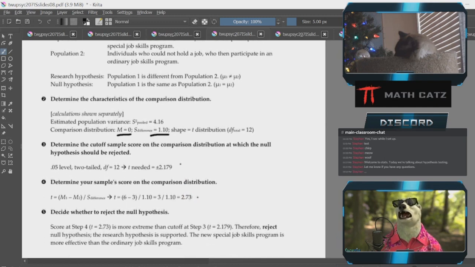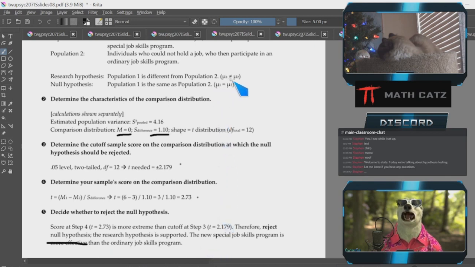And we can say the score is more extreme than the cutoff. Therefore, we reject the null hypothesis in favor of the research hypothesis. The new special job skills program, I want to say more effective, is different than the ordinary job skills program.